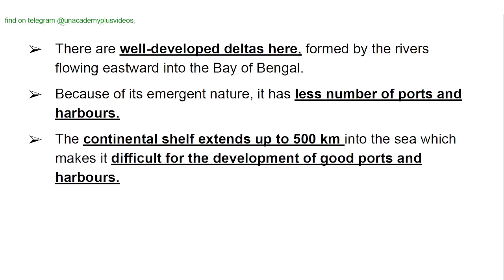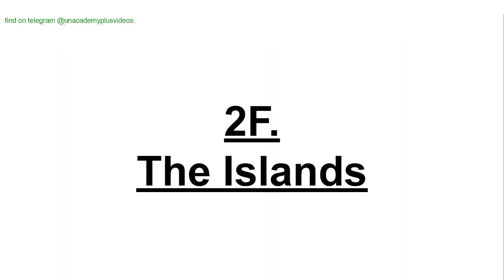Because of its emergent nature, it has fewer ports and harbors. The continental shelf extends up to 500 kilometers into the sea, which makes it difficult for the development of good ports and harbors. The islands.